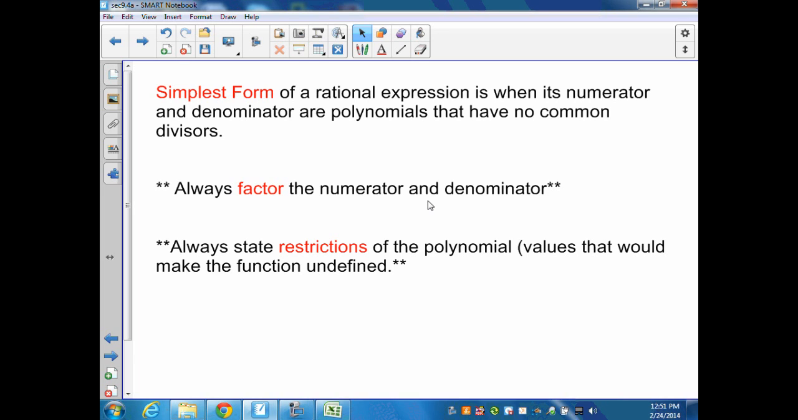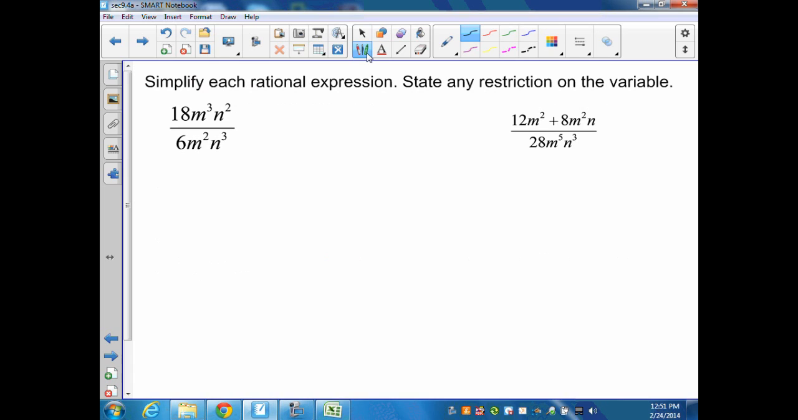We also want to state restrictions of the polynomial. We need to find the values that would make the function undefined. Let's take a look at our first example. Here I want to simplify each rational expression. I also want to state any restrictions.